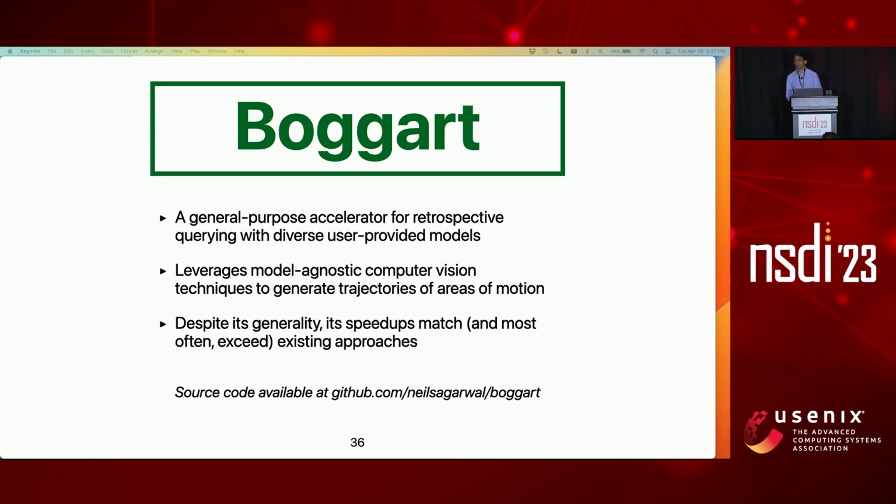In conclusion, Boggart is a general-purpose accelerator for retrospective querying with diverse user-provided models. It leverages lightweight, model-agnostic computer vision techniques to generate trajectories of areas of motion. We find that despite its generality, Boggart speedups match and most often exceed existing approaches. We have released our source code at the following link.